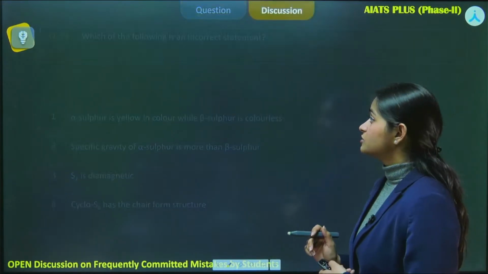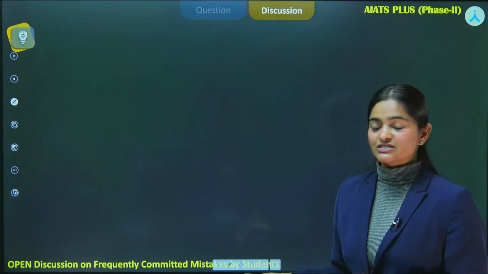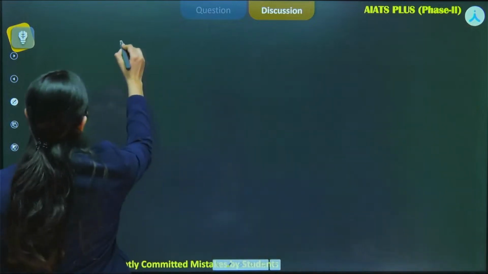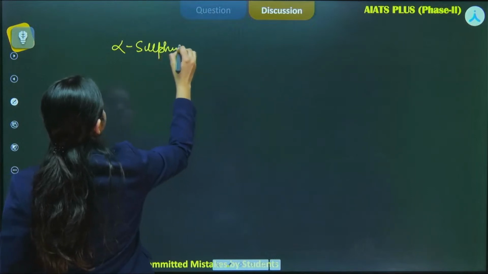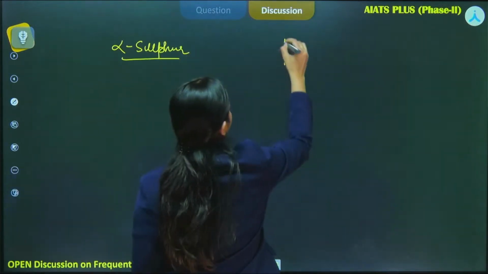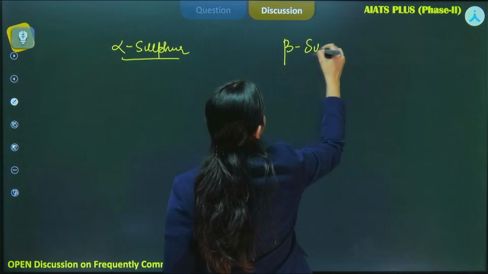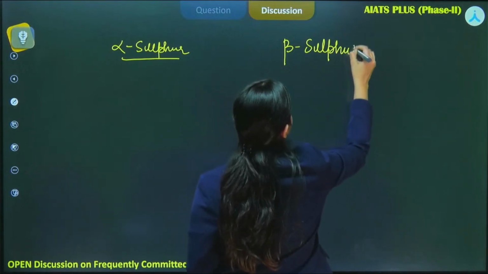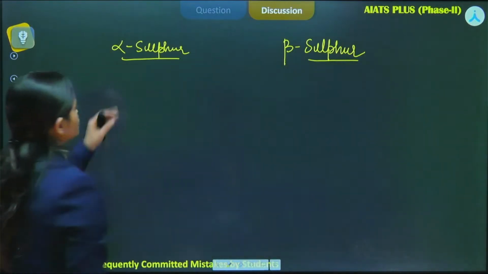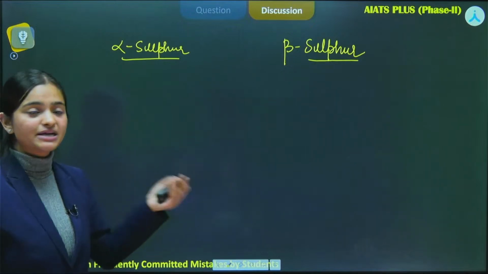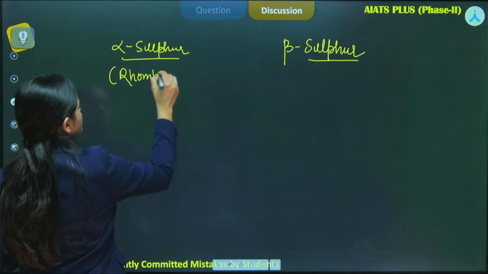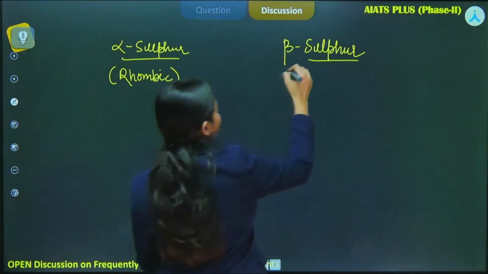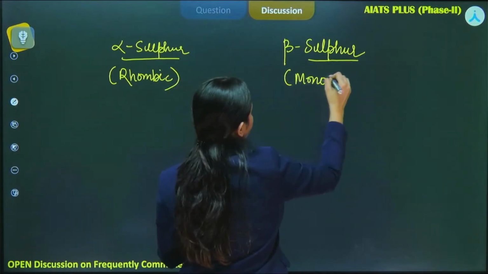If we talk about the allotropes of sulfur, that is alpha sulfur and beta sulfur, alpha sulfur is basically rhombic sulfur, and beta sulfur is monoclinic.